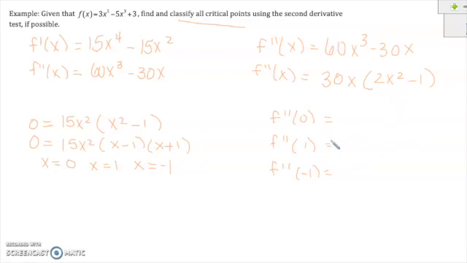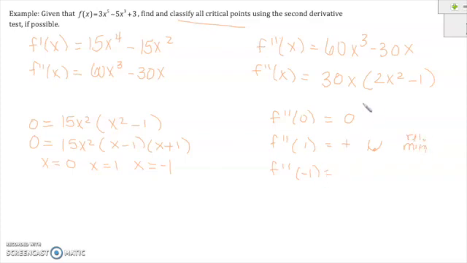So if I plug in 0, right away it's inconclusive. 0 times anything is 0, so I'm done. If I plug in 1, that's positive times a positive times a positive, which gives me a positive. So remember, this is concave up. So we have a relative min at this point.